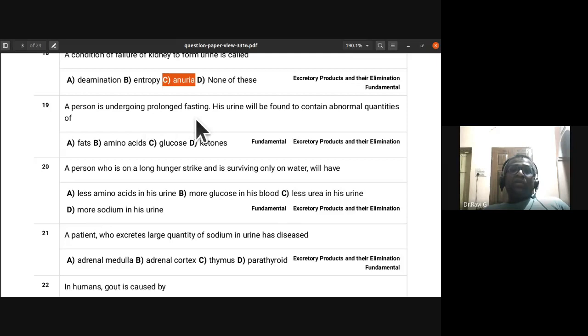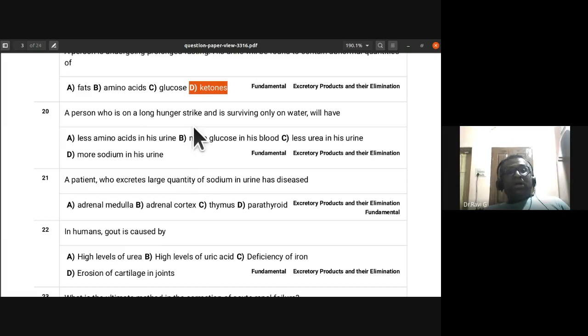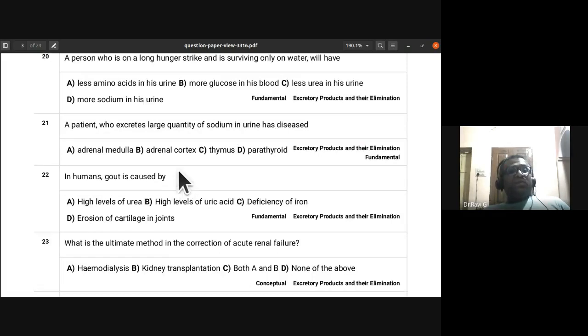A person undergoing prolonged fasting will have urine containing abnormal quantities of ketones. A person who is on a longer hunger strike and is surviving only on water will have less urea in his urine. A patient who excretes large quantity of sodium in urine has a disease of the adrenal medulla, adrenal cortex, thymus, or parathyroid? If they are excreting large quantity of sodium in urine, they have a disease in the adrenal cortex.